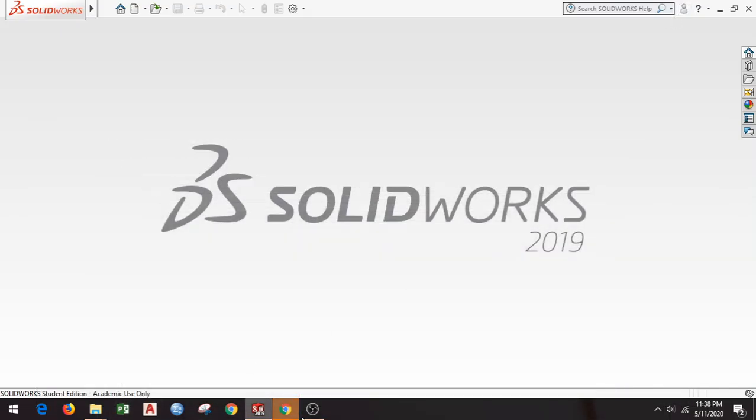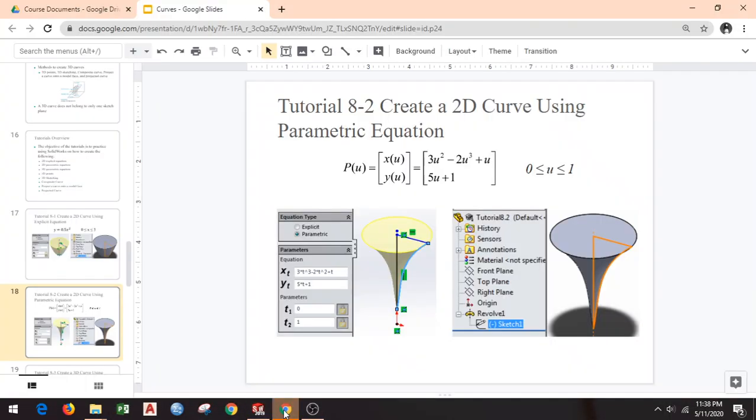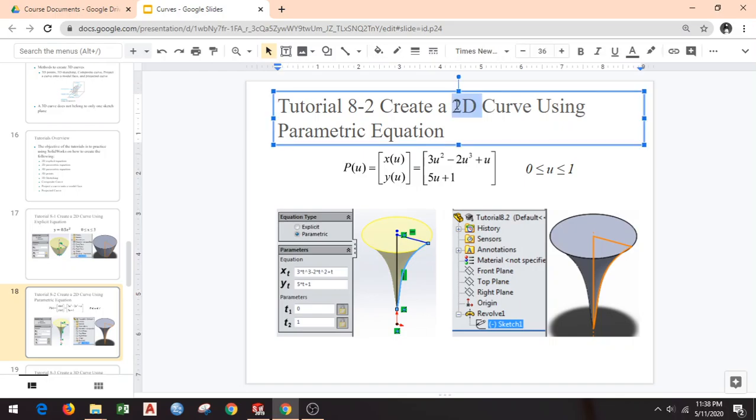Hello everybody. Today we are going to talk about equation driven curve in SolidWorks, and particularly we are going to focus on 2D curves defined by parametric equations. In my last video I talked about 2D curve defined by explicit equation. So we now understand that part. Now, what if the equations that are given to us are parametric equations? Then how do we create 2D curve in SolidWorks? That we are going to focus on.